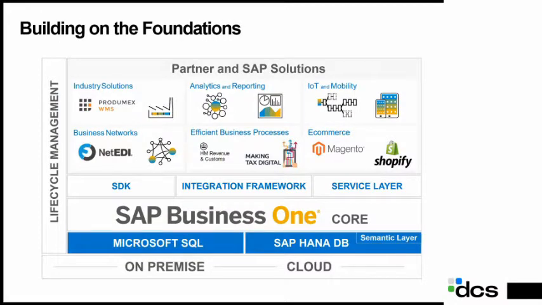SAP Business One also has a number of technologies, and the way that the solution is presented helps build foundations to leverage additional solutions and extensions within the core product. So with SAP Business One, there's a software development kit, an integration framework and service layer that allows us to extend into marketplaces or niche verticals that the core product just can't take you to. So for example, this is a snapshot of some of the partners and products that DCS work with specifically.